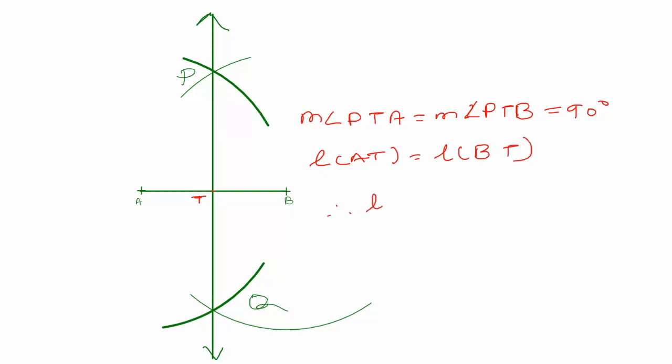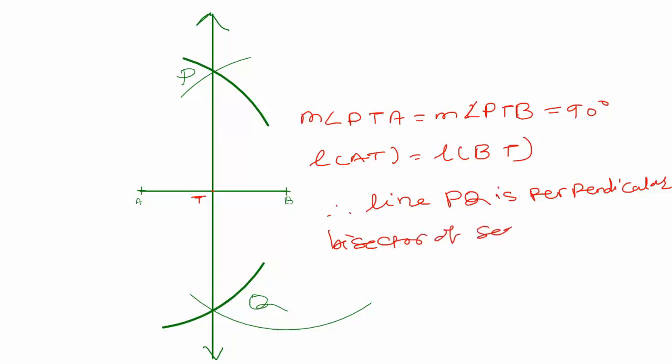Therefore, line PQ is the perpendicular bisector of segment AB. Line PQ is the perpendicular bisector of segment AB. This is the required figure.